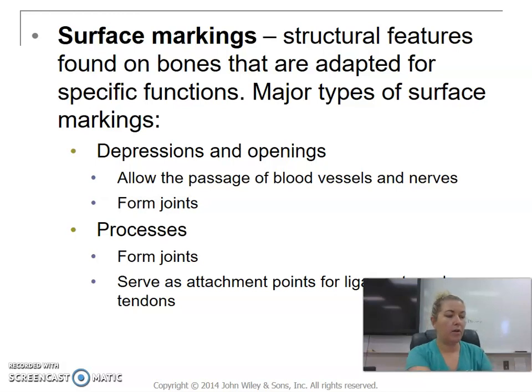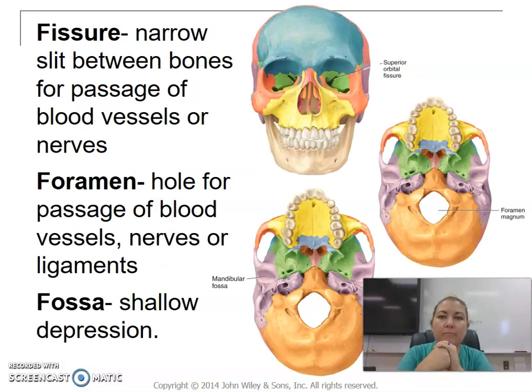We can also see all kinds of depressions and openings on the skull, where we have passageways for lots of different blood vessels and nerves and whatnot. So we have some specific names for these. As far as the depressions and openings go, a fissure is a narrow slit, a foramen is a hole, and a fossa is a shallow depression. All three of these just happen to be really well shown on our skull.